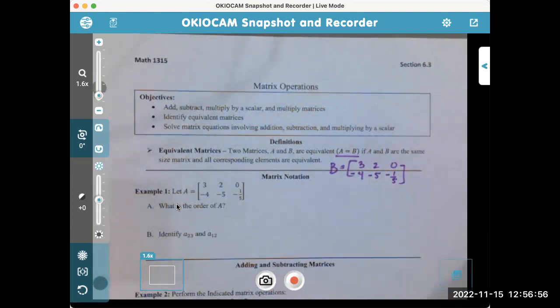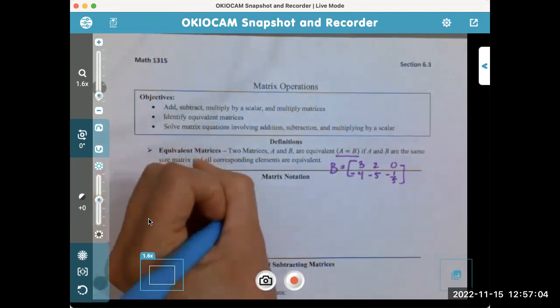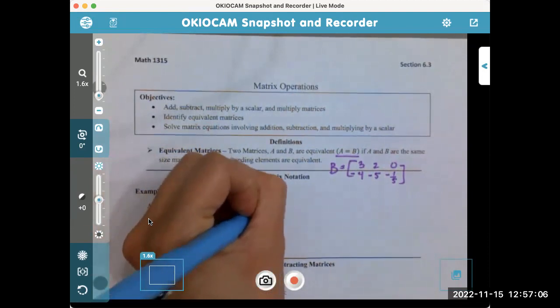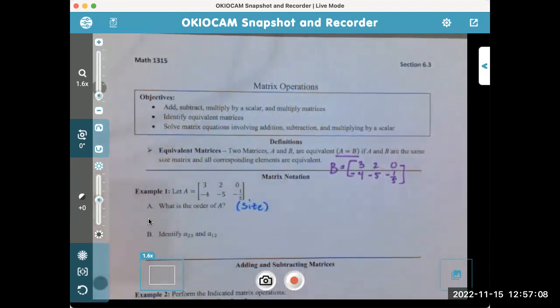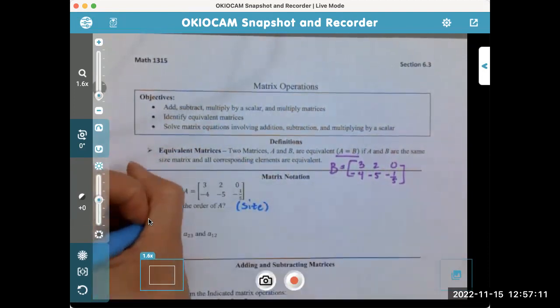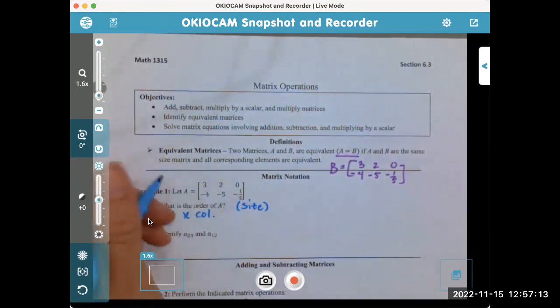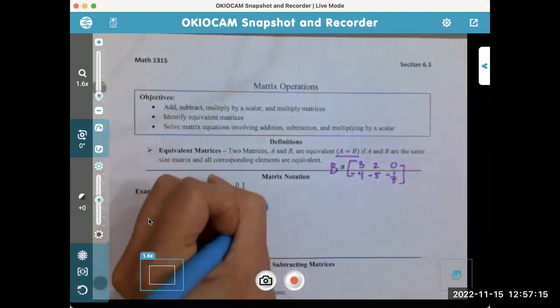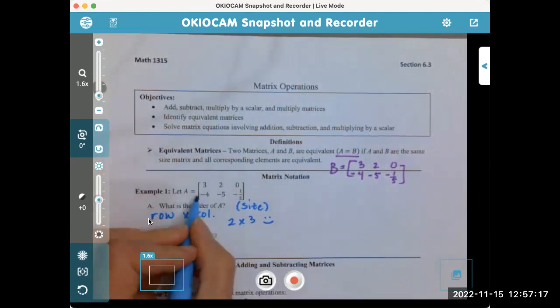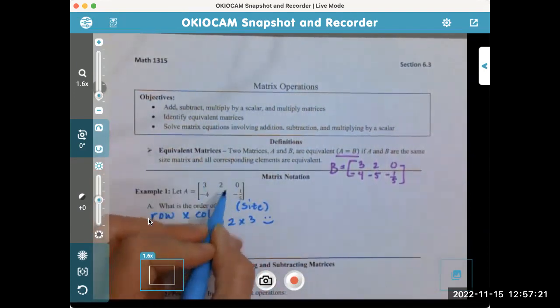So now just some recap info of what we talked about earlier in 6.1 and 6.2. Remember when it says what's the order of A? It also means size. So it's important that you know that. Remember, it's row by column. So this is a 2 by 3 because there are 2 rows and 3 columns. Remember, rows are horizontal, columns are vertical.